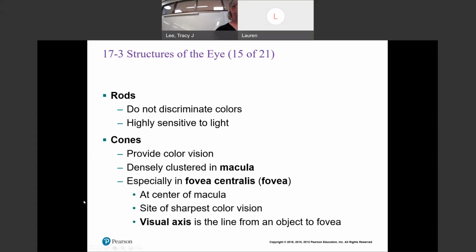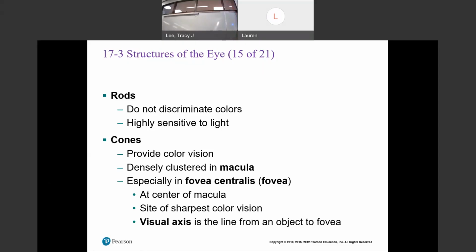All right, the rods do not discriminate colors. It is our cones. Remember I told you C for cone stands for colors. That's not really what it stands for, but that's how you can remember it. Rods are just really sensitive to light. We really collect a lot of light from our rods that are dispersed throughout.